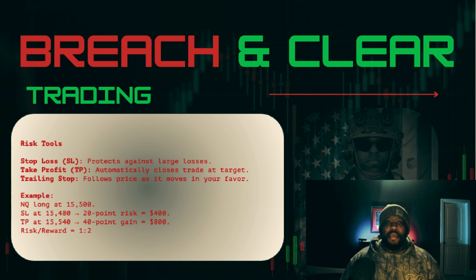In the next lesson, we'll go deeper into how your account value changes as trades open and close. We'll explain the difference between balance, equity, and margin calls, and how to keep your account healthy and safe from forced liquidation.